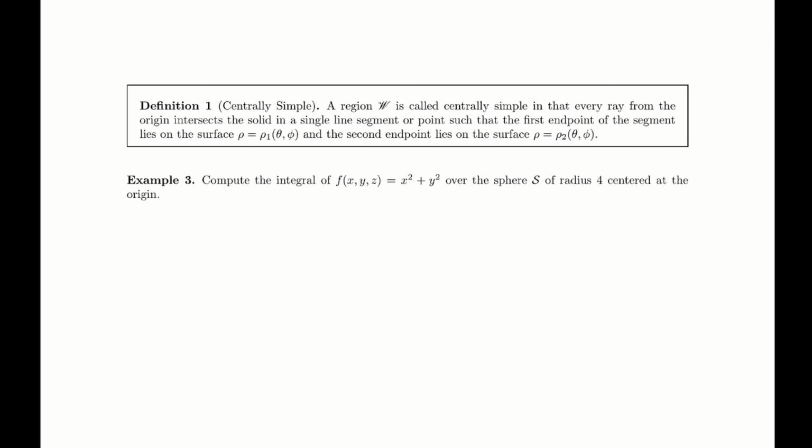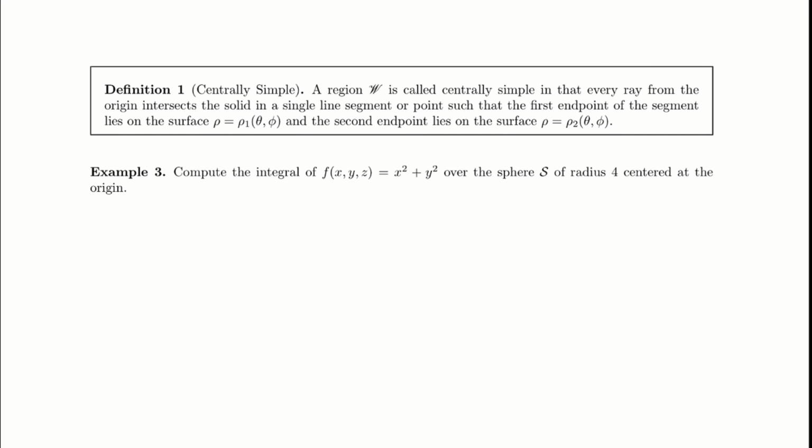All right, our first spherical coordinates example starts here with example 3, where we're asked to compute the integral of a function of three variables, x, y, and z, which is equal to x squared plus y squared. Sure, there is no z in this function, but that doesn't mean it is not a function of three variables. It just means that the variable z is unspecified. It's free to be anything it wants to be.